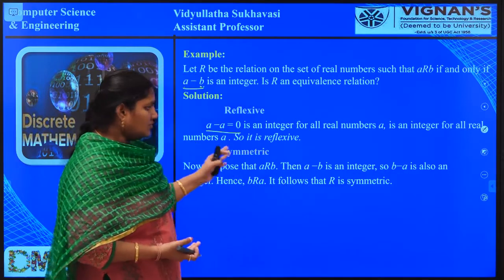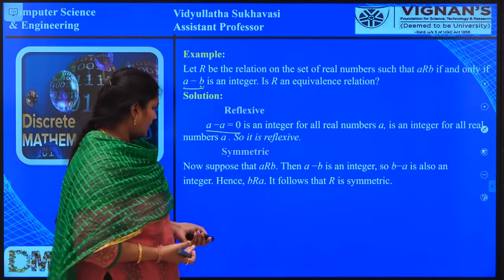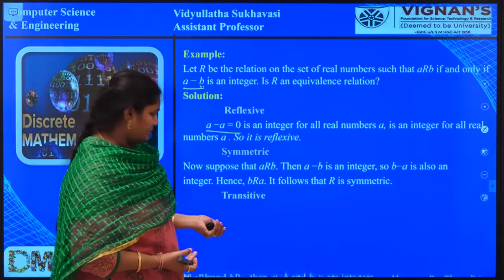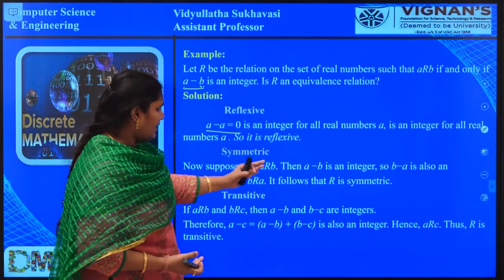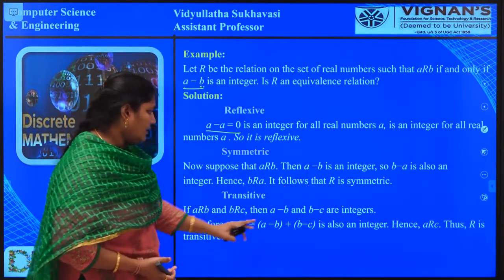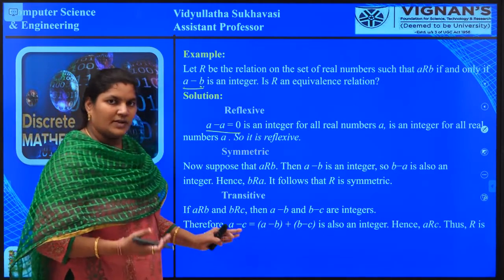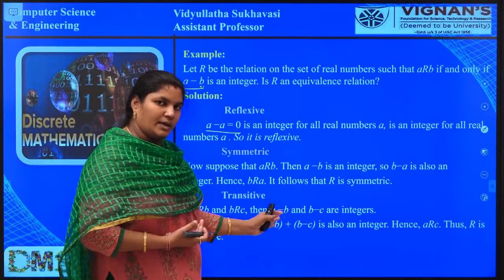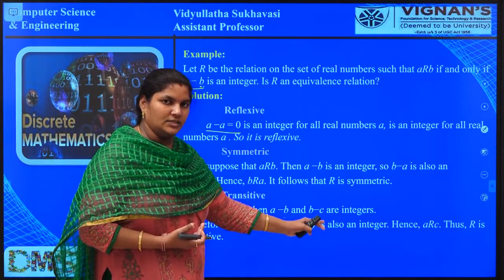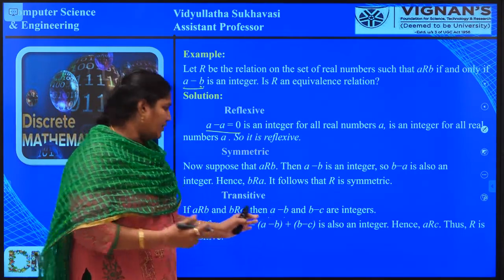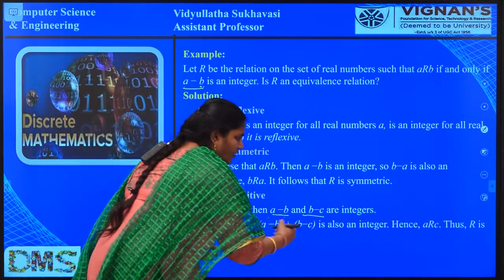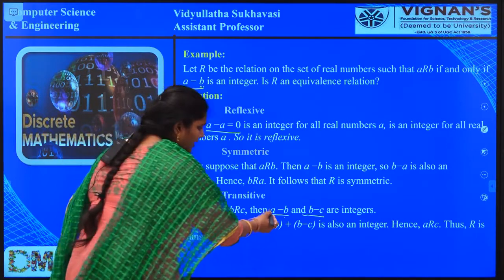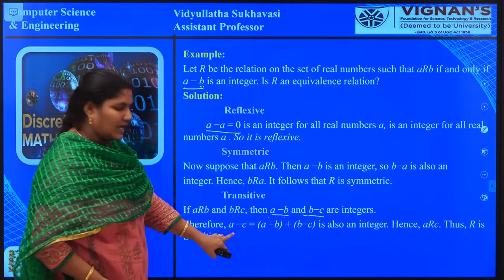So this is also symmetric. Next, for transitive. If a minus b is satisfying, b minus c is also satisfying for the integer values. If you take a minus b and b minus c as integers, then when you take these two forms, what is the transitive form for this? A and c we will get, that is a minus c form.